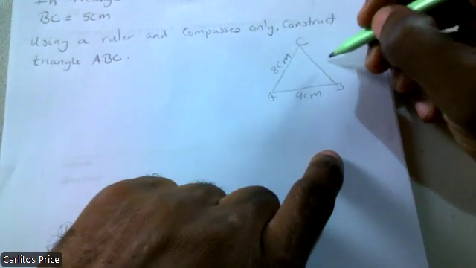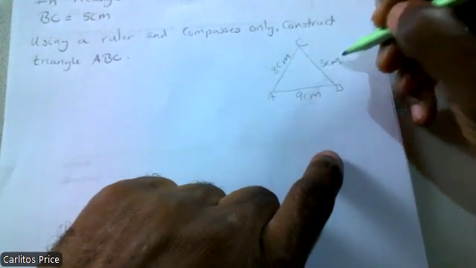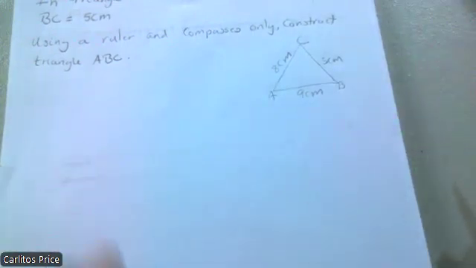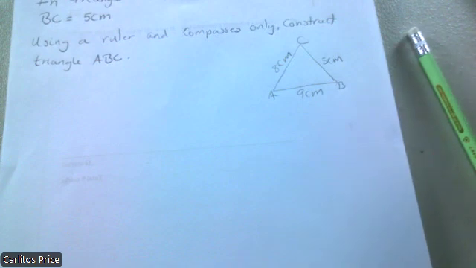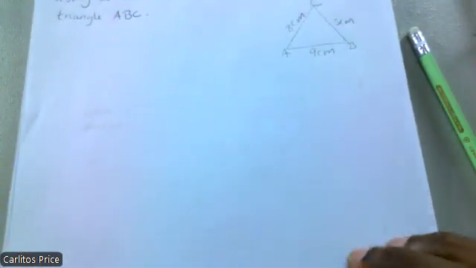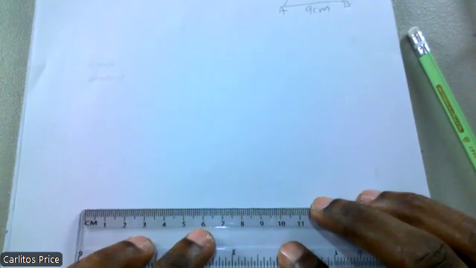Well, BC is 5 centimeters. It doesn't matter how it looks. I just want to make sure that all the right dimensions are in the right place. So when I start, I'll start at the bottom with the 9 centimeters. Make sure I have enough space. So let's go.